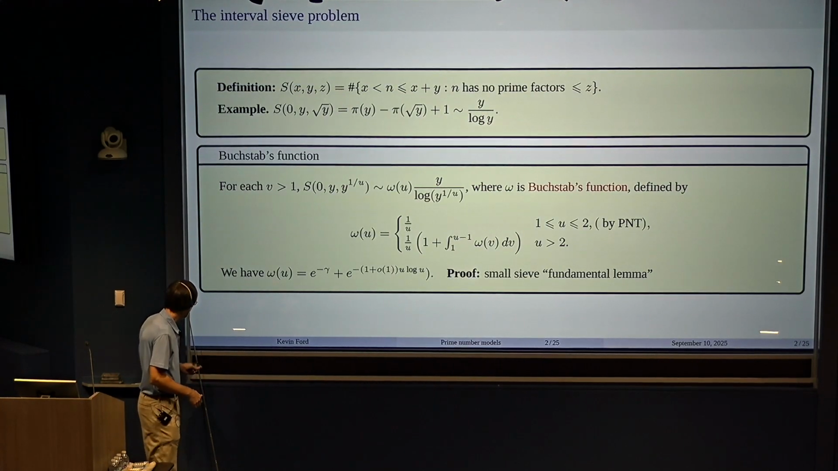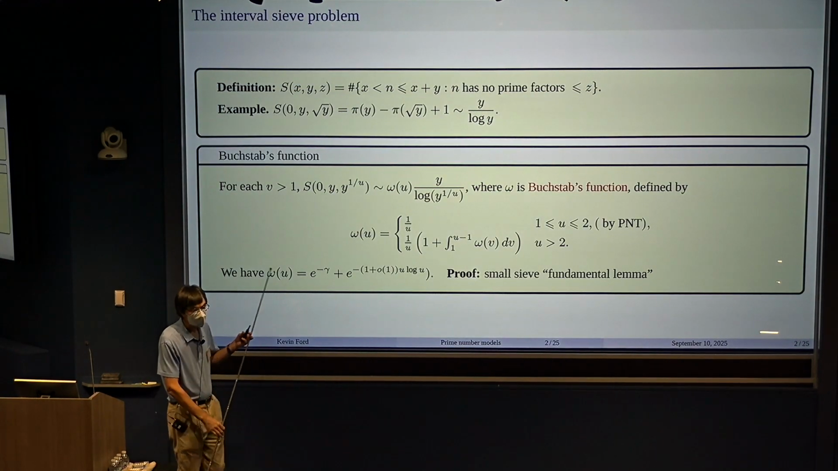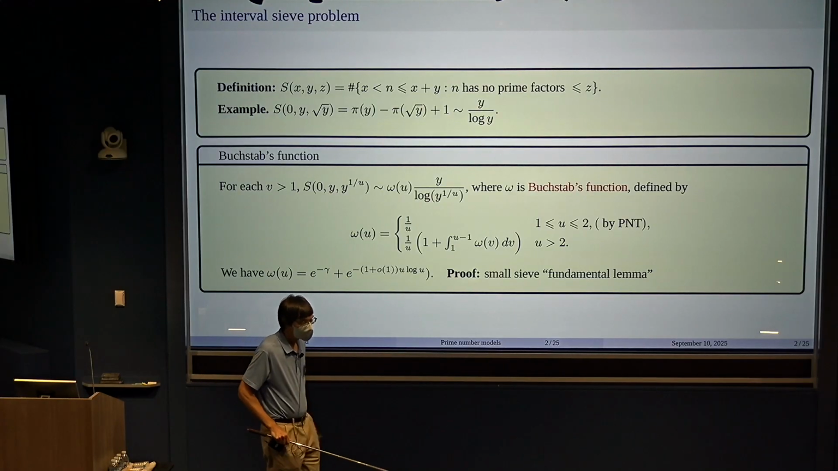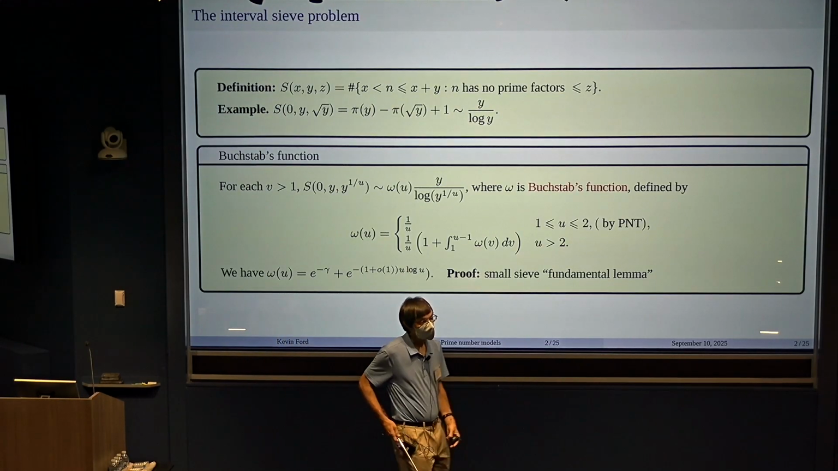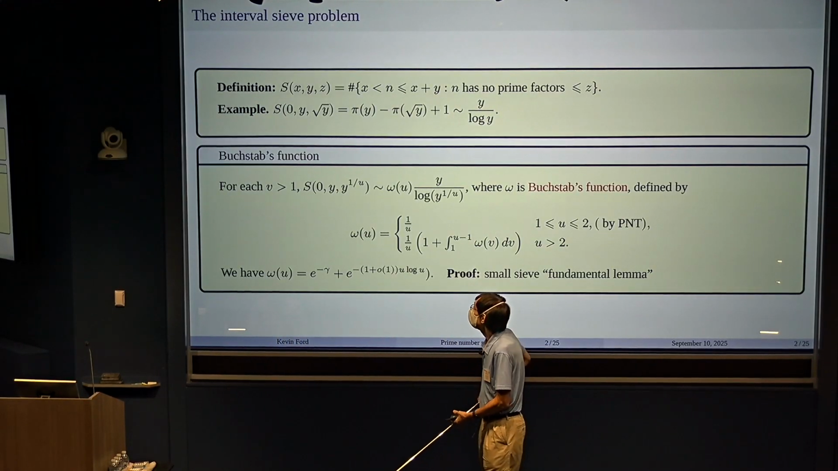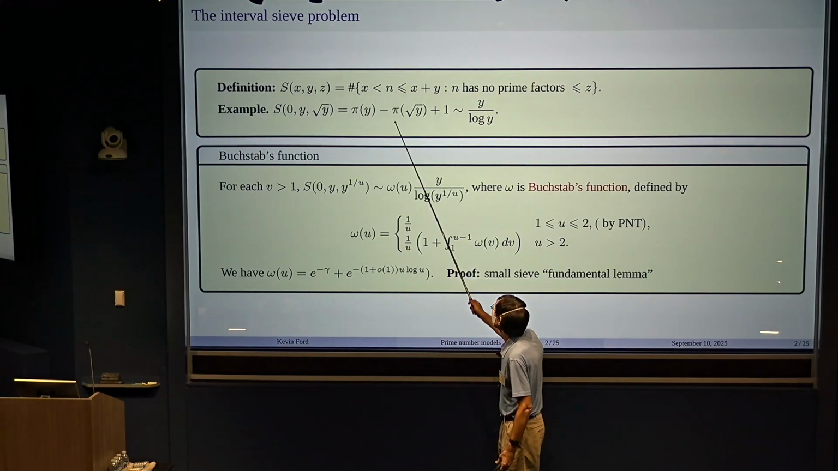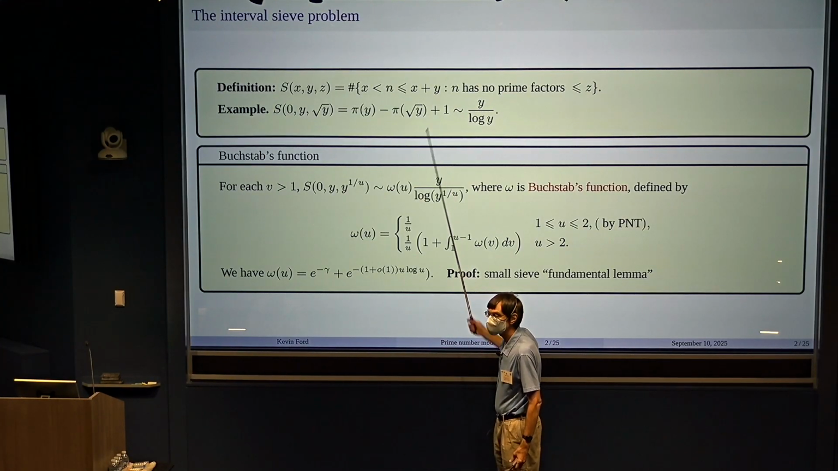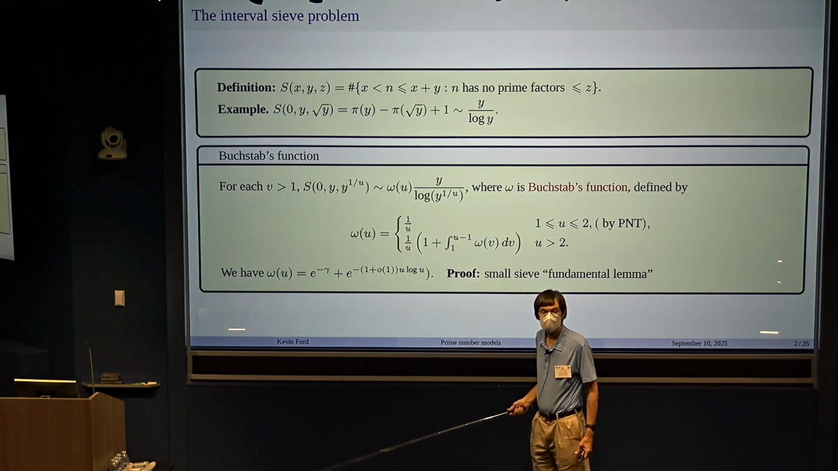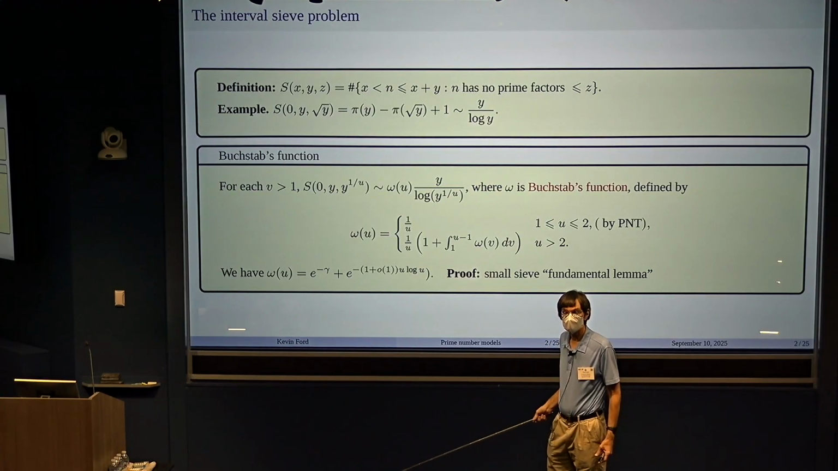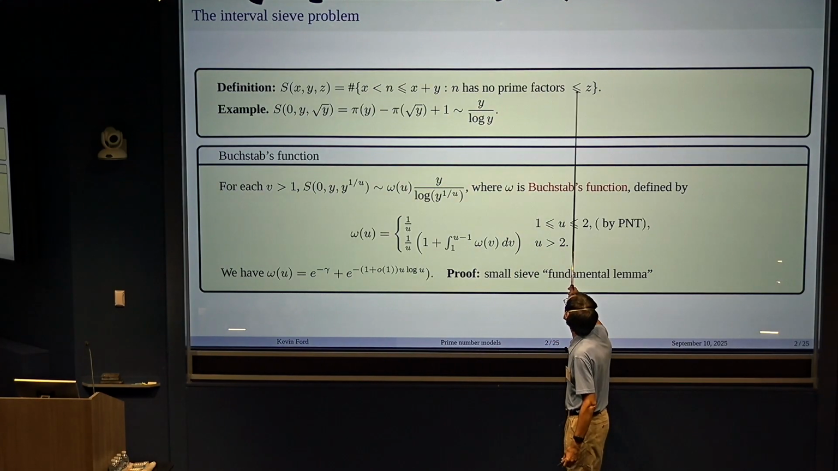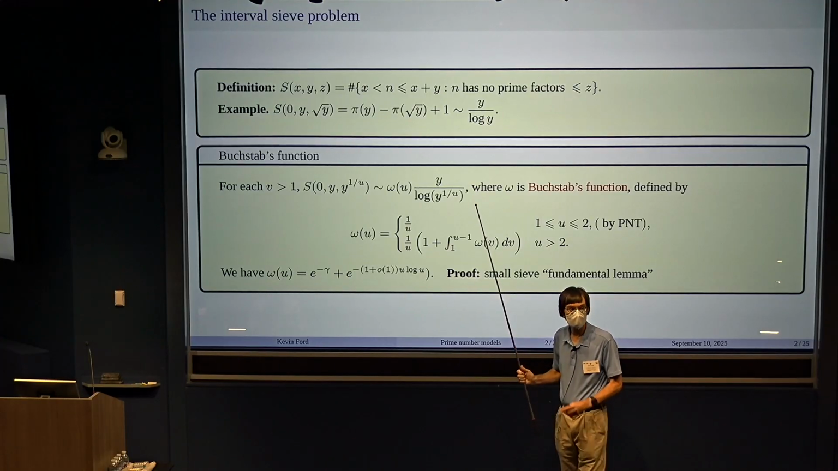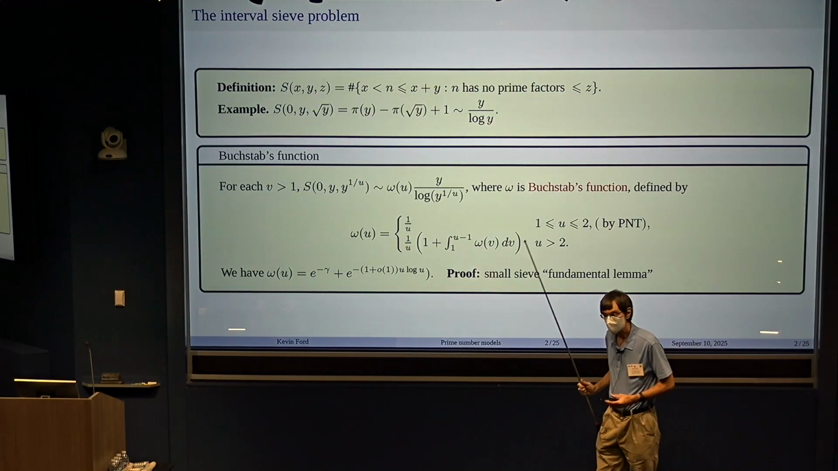So the first problem I want to talk about is called the interval sieve problem. You take an interval, let's say from x to x plus y, so y represents the length of the interval, and we remove from that interval all the integers divisible by a prime below z. Okay, so it's a very basic sieve problem.